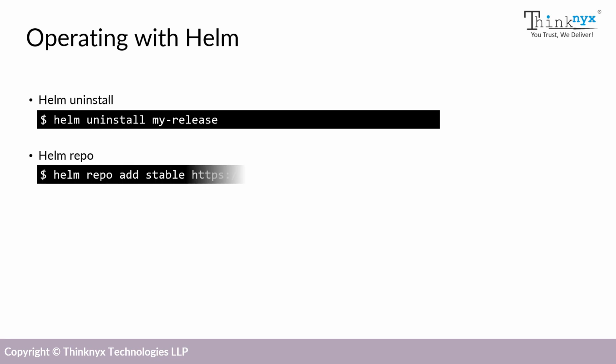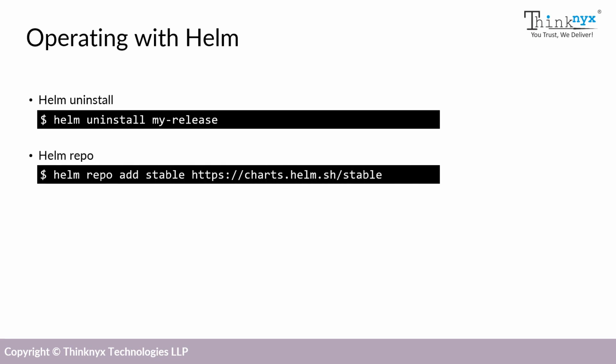The next command is helm repo. The helm repo command manages Helm chart repositories, allowing us to add, list, update, and remove repositories. For example, helm repo add stable and the URL of the repo. This command adds a new repository named stable with the URL to access Helm charts from that repository.